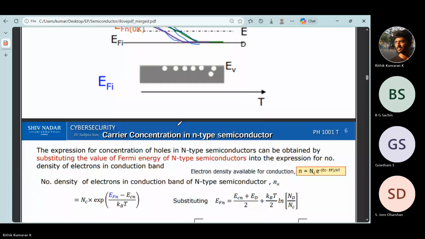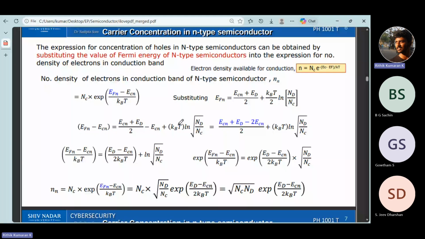Next, carrier concentration. It is pretty much the same, simple. You just take this equation we derived there. We derived this equation right there.